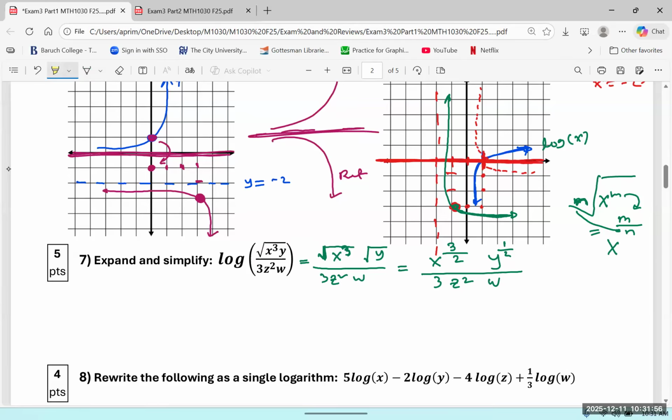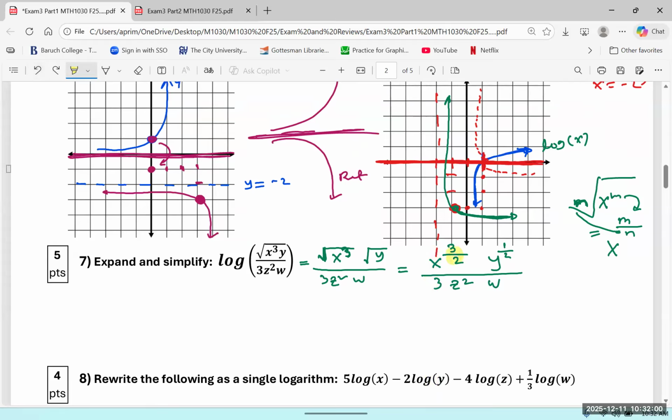So we have one element, 2 elements, 3 elements, 4 elements, 5 elements. So we have 5 different things. That means we are going to have 5 different logs, and based on their position, they will be either positive or negative.